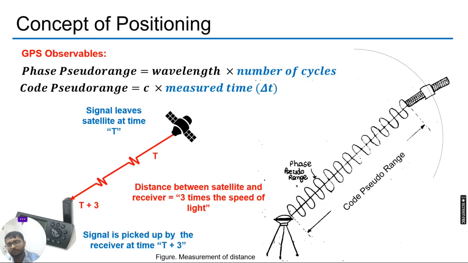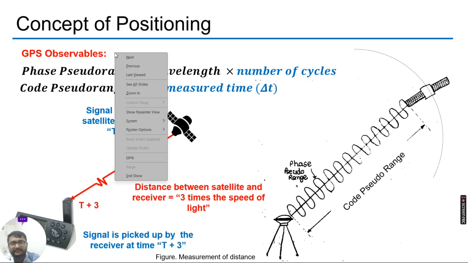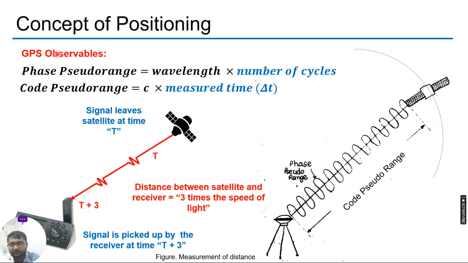Now when we see this concept of GPS, we can explain it in two different ways. The first one is the phase pseudorange. Observables means whatever readings we are getting from the satellite. It is just a number of how much distance there is between the geometric center of the satellite and the geometric center of this particular receiver.